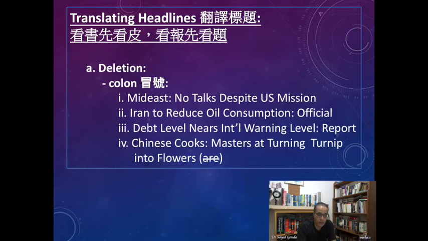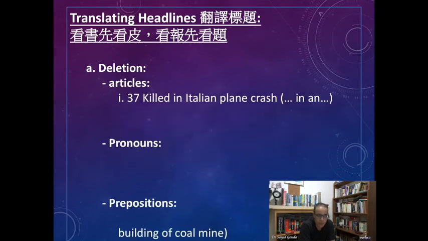Or "Chinese cooks: masters at turning turnip into flowers." The colon here means are, the verb to be. So Chinese cooks are masters at turning turnip into flowers. In order to save space on the page, we use colons and commas instead of certain words. We can say, for example, "37 killed in Italian plane crash."